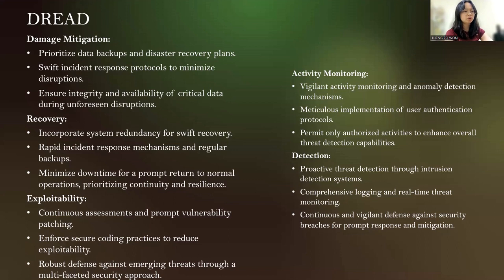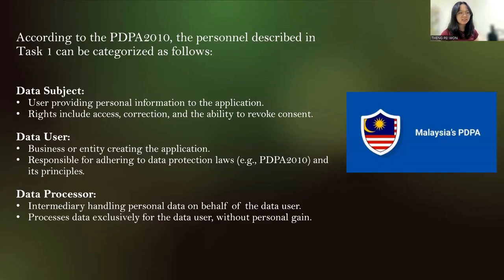Availability is reduced through continuous assessment, proactive patching, and the enforcement of secure coding practices, ensuring a robust defense against emerging threats. Vigilant activity monitoring, anomaly detection, and meticulous user authentication protocols enhance our overall threat detection capabilities. Proactive detection is integral, with intrusion detection systems, comprehensive logging, and real-time threat monitoring providing a continuous and vigilant defense against potential security breaches. Under the PDPA 2010, key entities include the data subject, data user, and data processor.